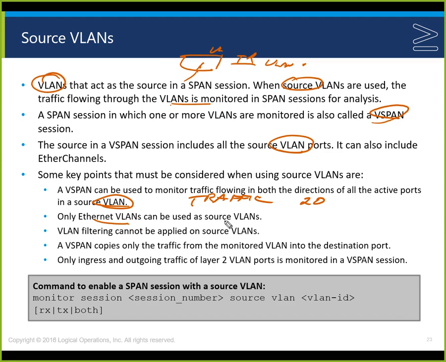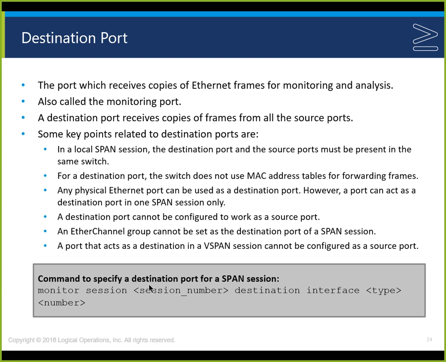Only Ethernet VLANs are used as source VLANs. Filtering cannot be applied to the source VLANs. VSPAN copies only the traffic from the monitored VLAN to the destination port. Ingress and outgoing traffic of Layer 2 VLAN ports is monitored in the VSPAN session. And then the monitor session down here is the session number, source VLAN, the VLAN ID, and again we can do receive, transmit, or both if we want to get the in and the out of these devices.